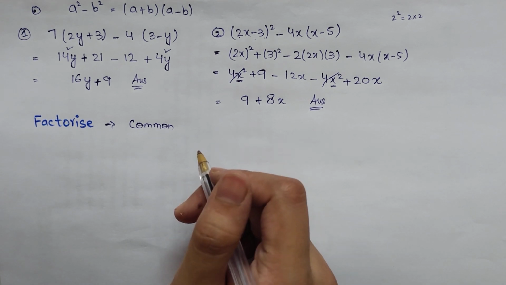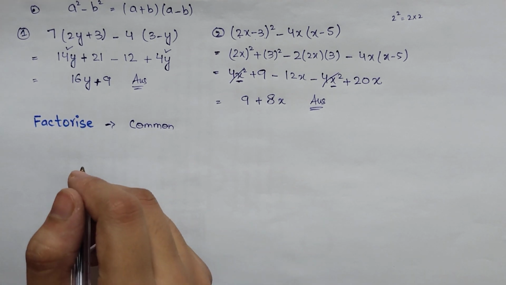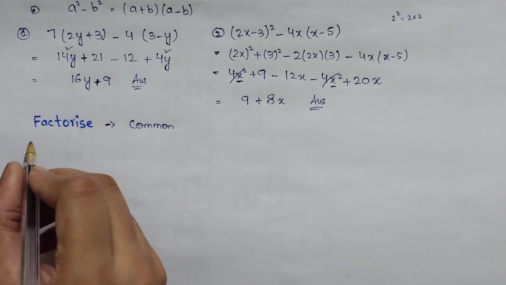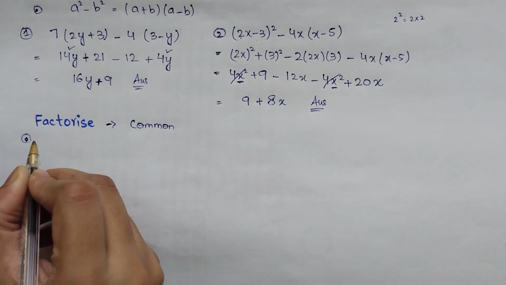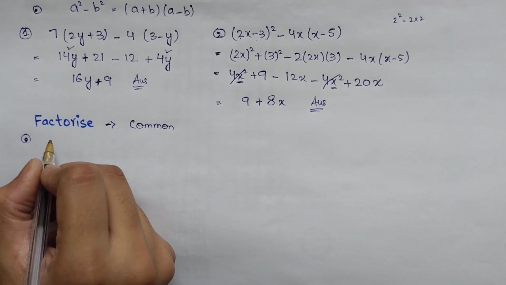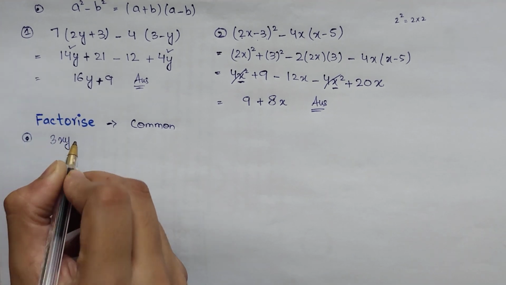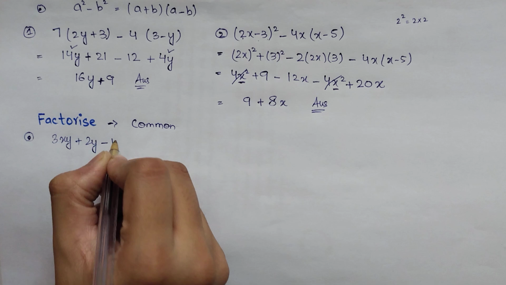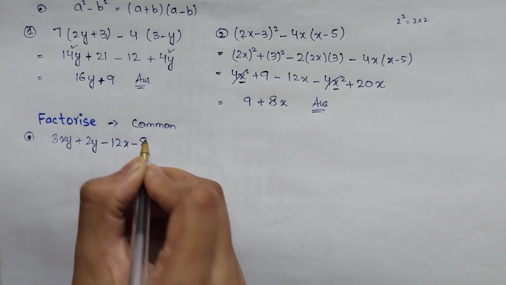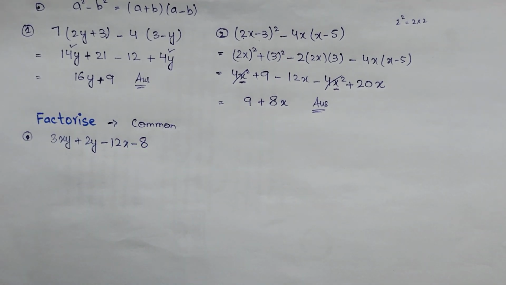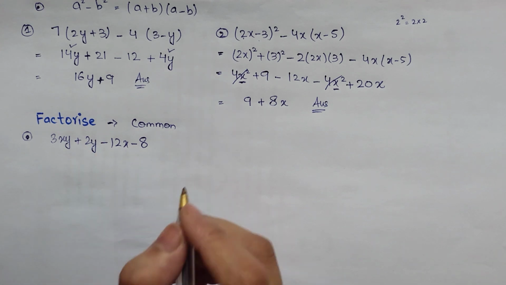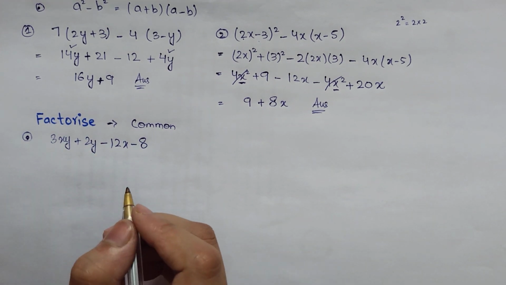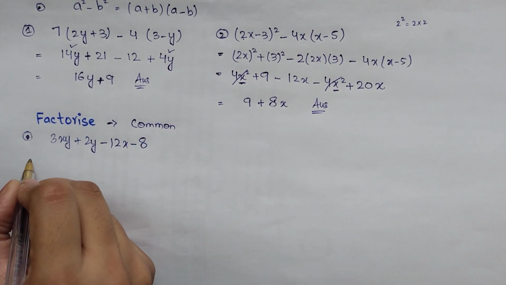Okay, let's do an example. Then we move forward. For example, if the question is given, factorize 3xy + 2y - 12x - 8. The question is factorize this term completely. Now we will see how we can factorize.